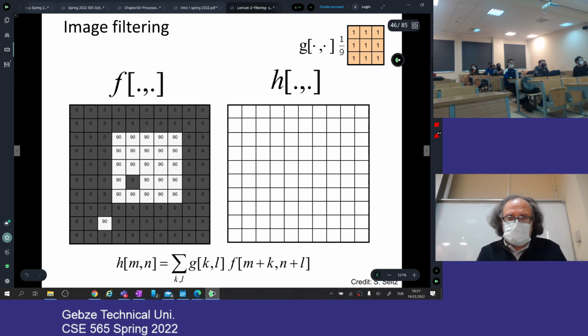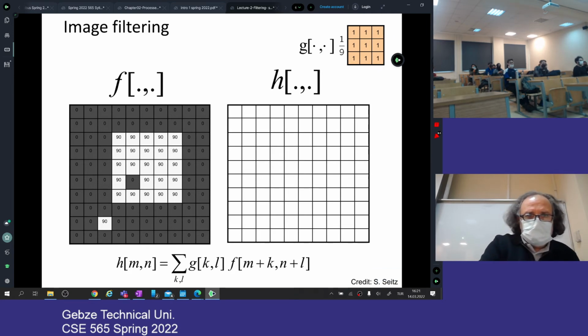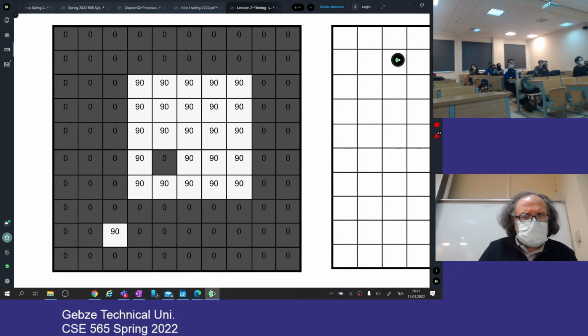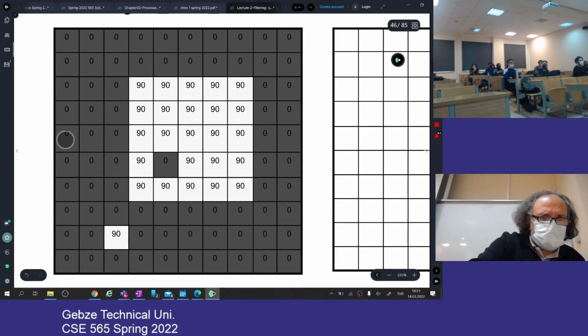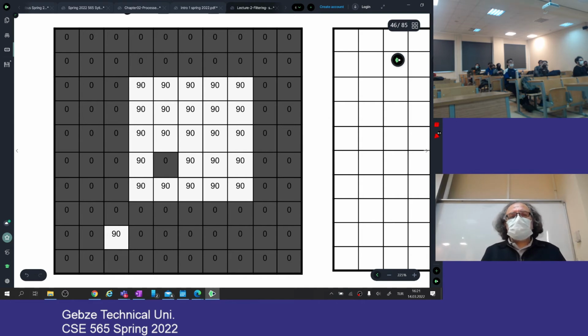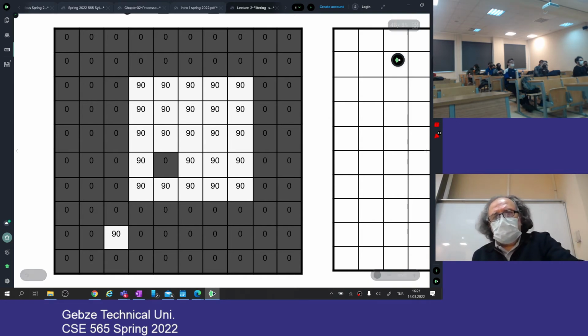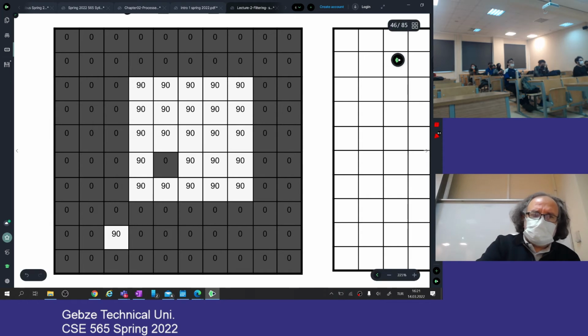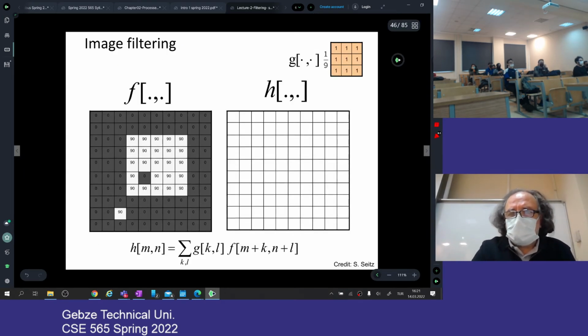Well, can you guess what kind of results we get? What kind of image is this? It is a 10 by 10 image, right? The surroundings are all 0. In the center there is a bright part, but there is a 0 here, there is a 90 there. If I apply this filter to this image, what would I get?